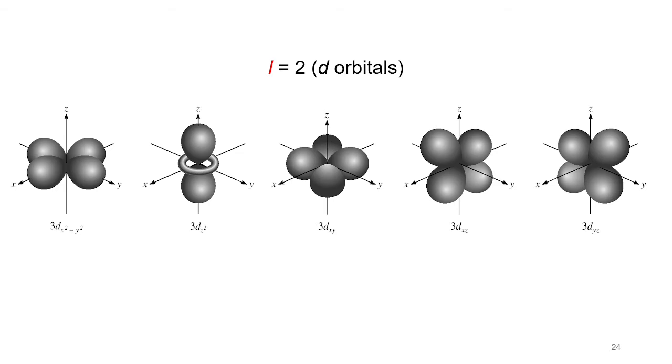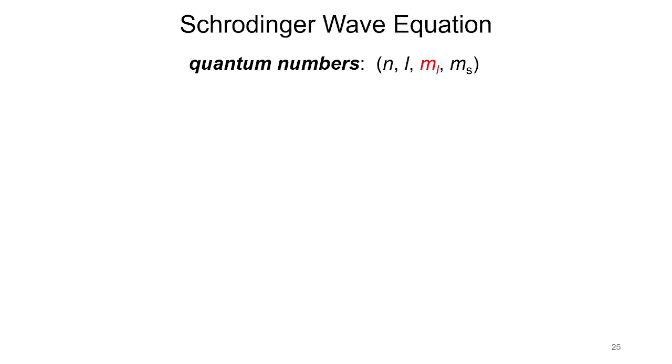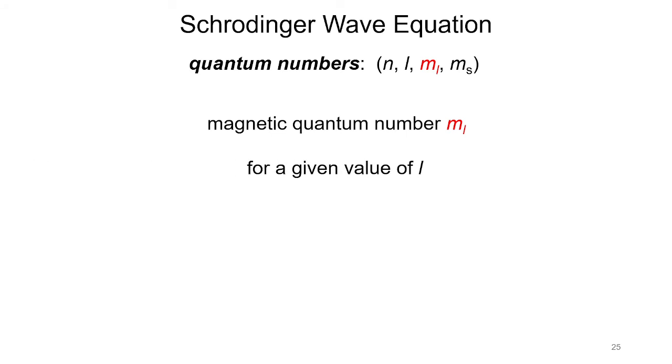So, for the next quantum number, we have the M sub L. This is what we call the magnetic quantum number. It only describes the inclination or alignment of the L quantum numbers. For any given value of L, we only have this range.